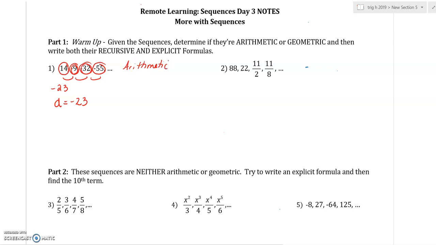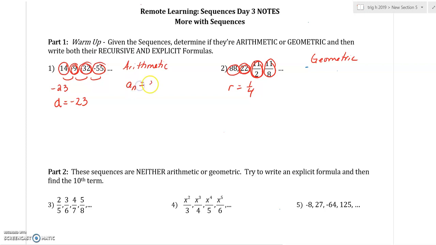Okay, so let's take a look at the next one. So this one, it looks like I'm dividing by 4 because, does that make sense? Let's see. So if you take 22 and you divide by 88, you get 1/4. If you do 11 halves divided by 22, you get 1/4. 11/8 divided by 11 halves, you get 1/4. So this one is geometric with common ratio 1/4.